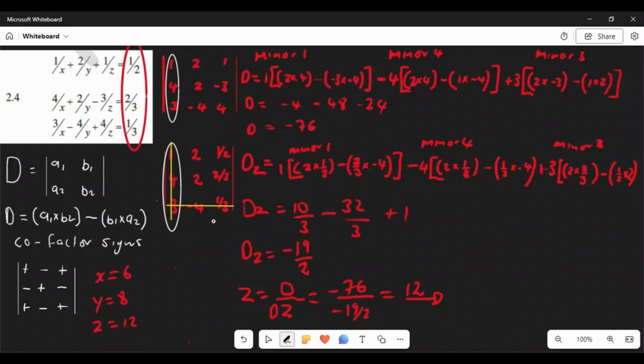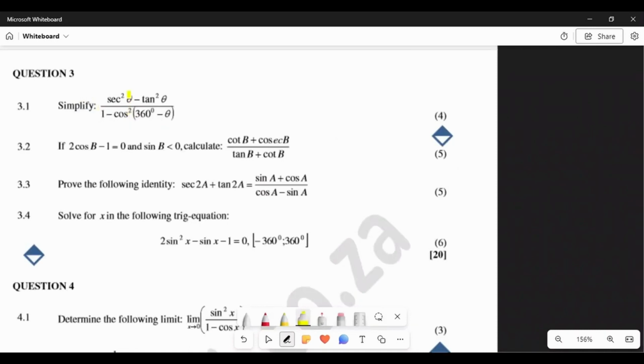Now that we are done with question 2, we're about to do question 3. Alright, so this is our question 3. As you can see, question 3 consists of 3.1, 3.2, 3.3 and 3.4. So these are the questions that are in this question. Now we're gonna start with question 3.1.